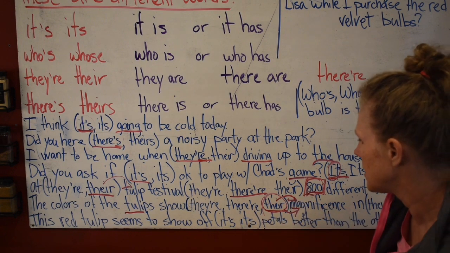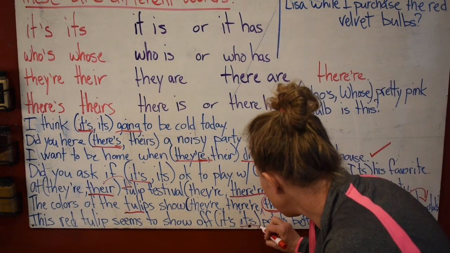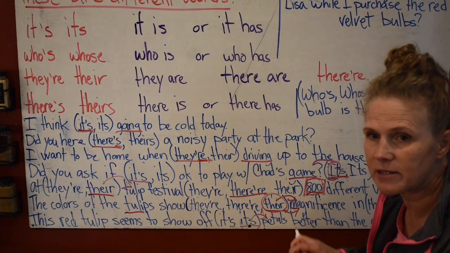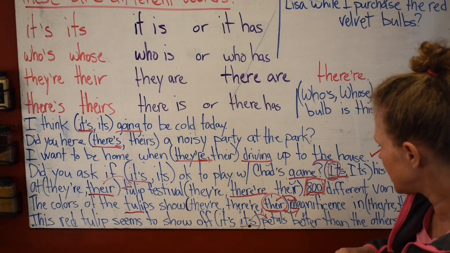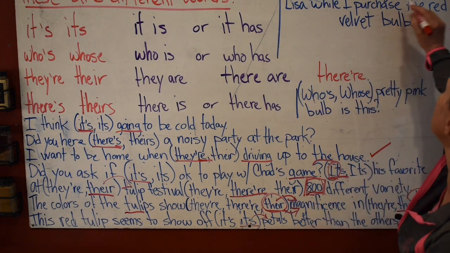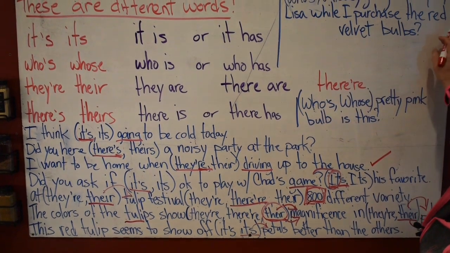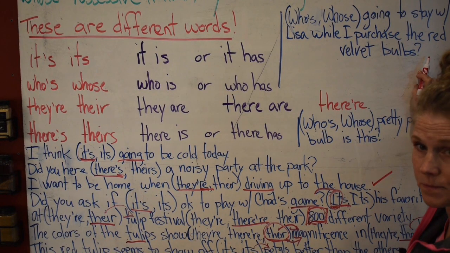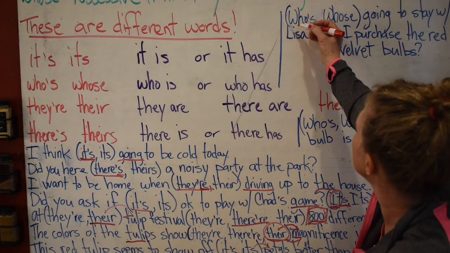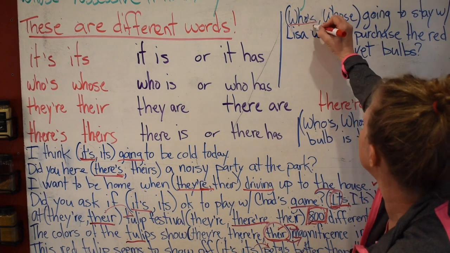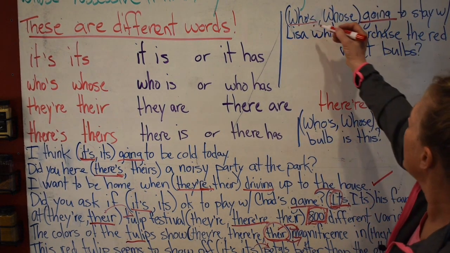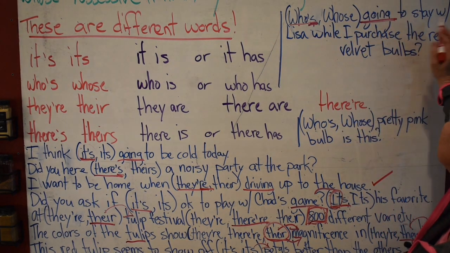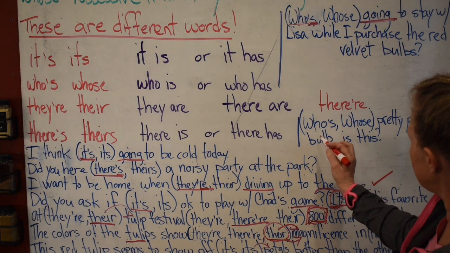What do we do here? Second. Yeah, this right here is functioning as a possessive pronoun. What's this functioning as? Possessive pronoun. Who's going to stay with Lisa while I purchase the red velvet bulbs? Who is? Nice. Who is? Subject, verb, helping verb. These are your verbs. Who's going to stay?